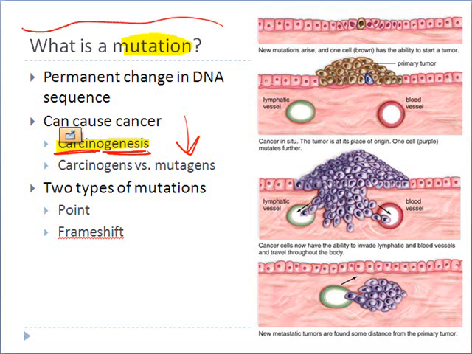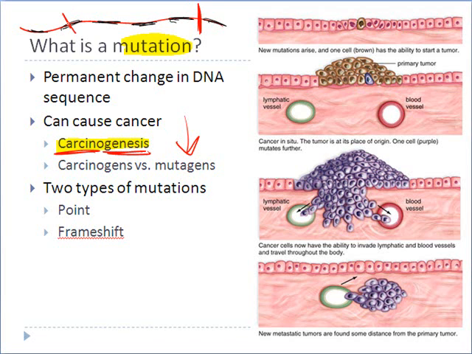Remember that DNA has a lot of intervening sequences of genes with non-coding DNA in between. If the mutation occurs in this region right here where there's no coding DNA, then that mutation doesn't matter. It's not going to give rise to cancer. It only has potential to give rise to cancer if the mutation occurs in the region of a gene. Okay, so carcinogens cause cancer, mutagens only cause mutations.